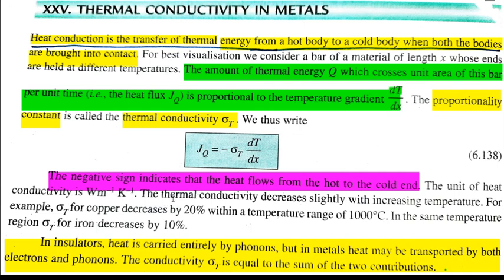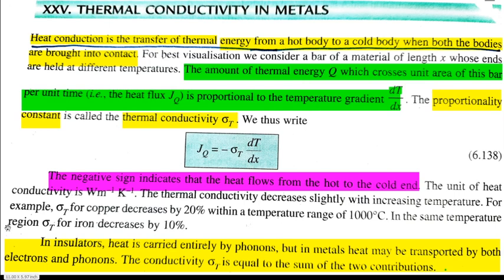Okay. It is also observed that the thermal conductivity decreases with the increase of temperature. It is very obvious that when the temperature gradient is lesser, naturally J_Q, which is directly proportional to the temperature gradient of your given sample, is lesser. So, if the size of your sample is smaller, the temperature gradient should naturally be lesser.